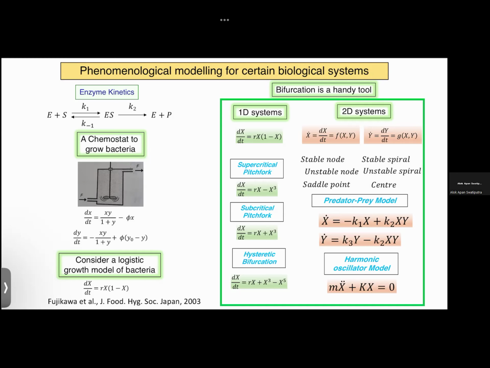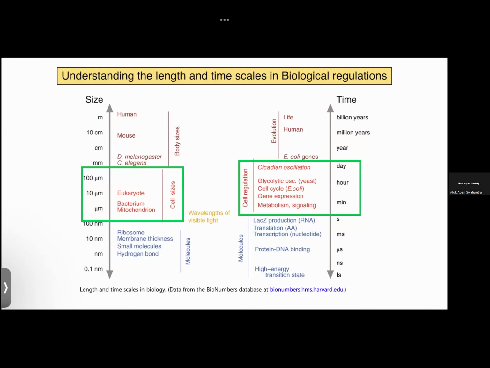But before discussing that, we need to understand, if we want to model the processes in biology, what are the scales at which we are operating? What are the length scales or the dimensions which we need to operate in, and what are the time scales which we need to operate in?